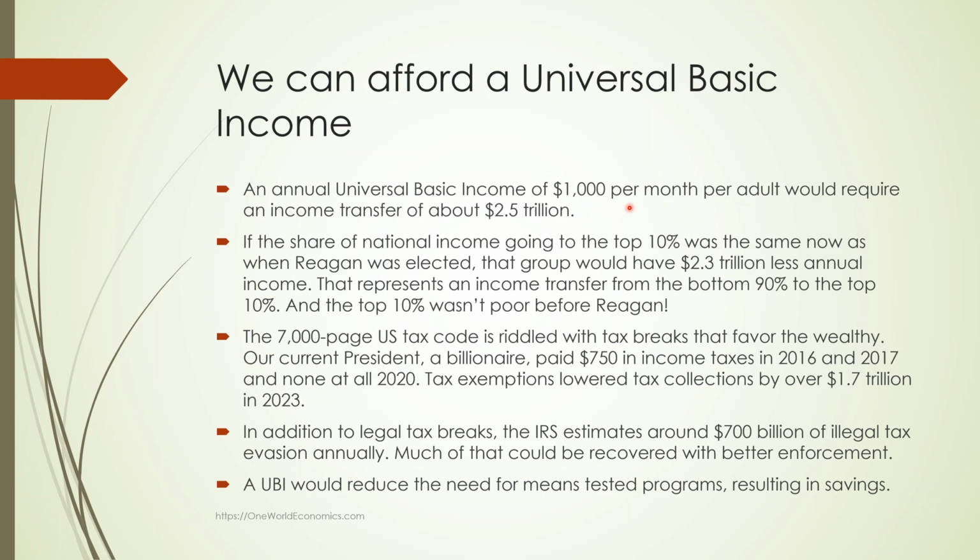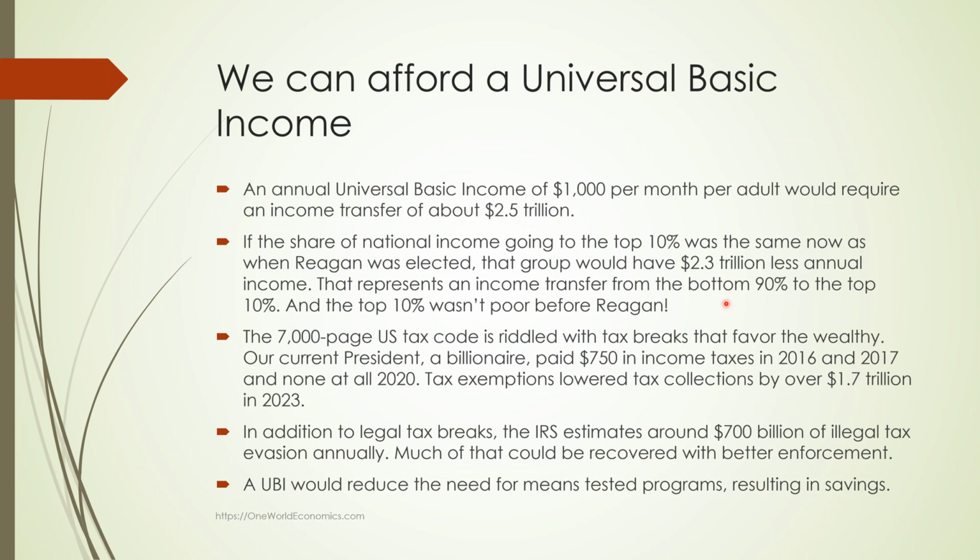If the share of national income going to the top 10% was the same now as when Reagan was elected, that group would have 2.3 trillion less annual gross income. That represents an income transfer from the bottom 90% to the top. And the top wasn't poor before Reagan. I mean, there were lots of rich people before Reagan came into office. So, we wouldn't have to make rich people poor or even close to poor in order to gain a lot of income that could be distributed more evenly. The 7,000-page U.S. tax code is riddled with tax breaks that favor the wealthy.